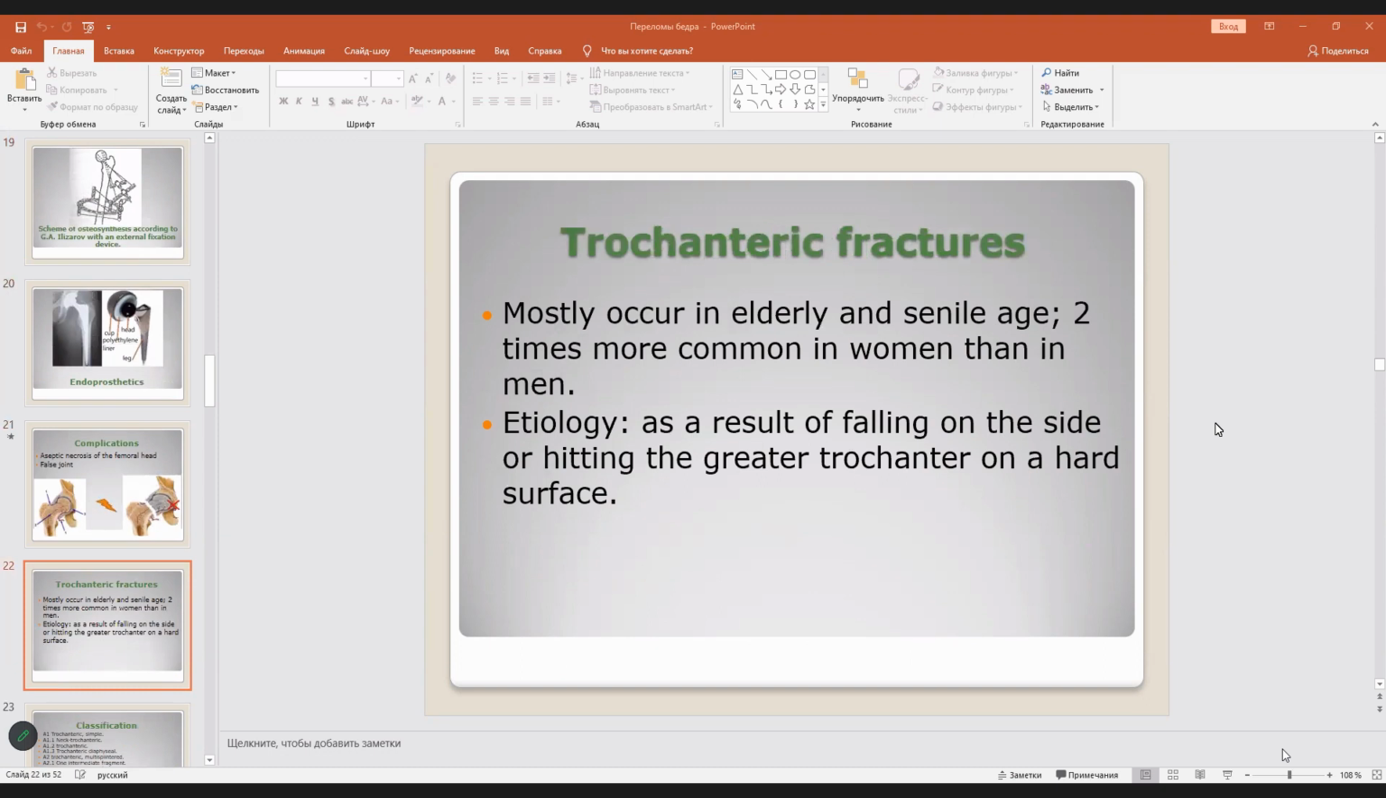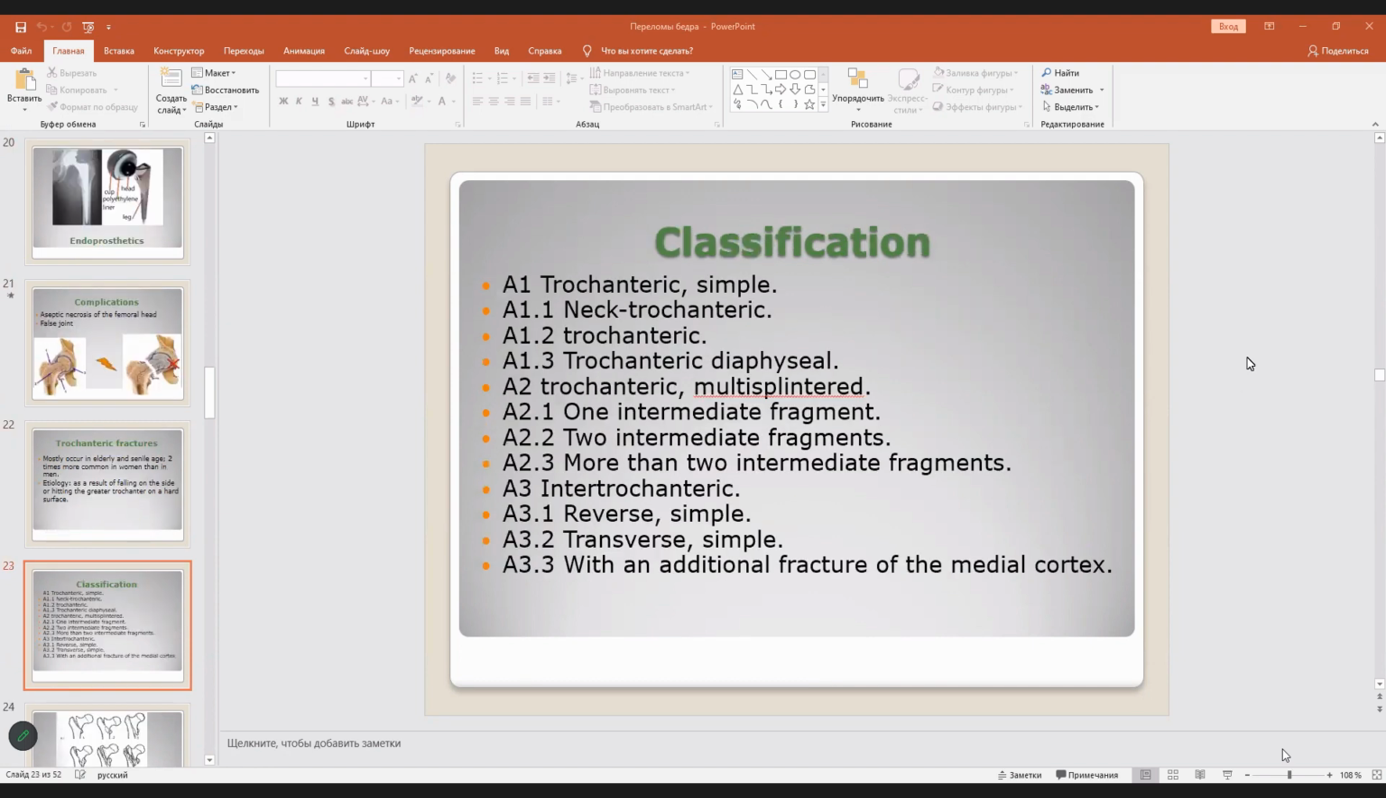Trochanteric fractures mostly occur in elderly and senile age, 2 times more common in women than men. Etiology: as a result of falling on the side or hitting the greater trochanter on a hard surface. Classification: AO.